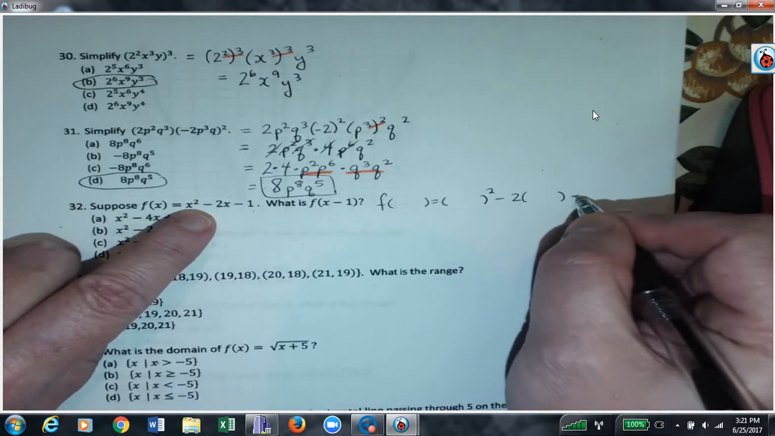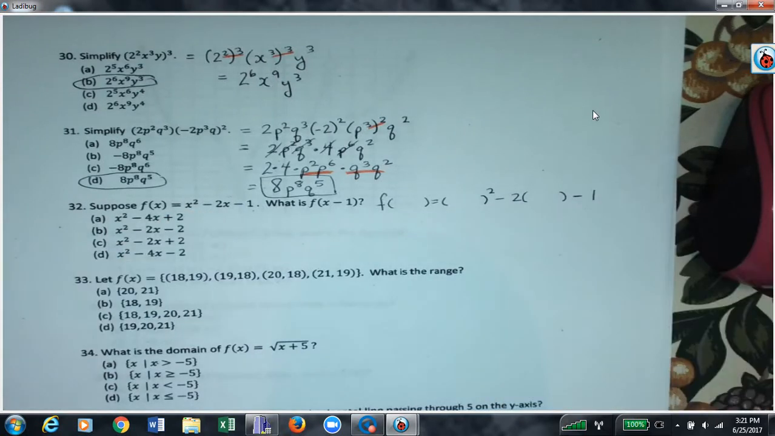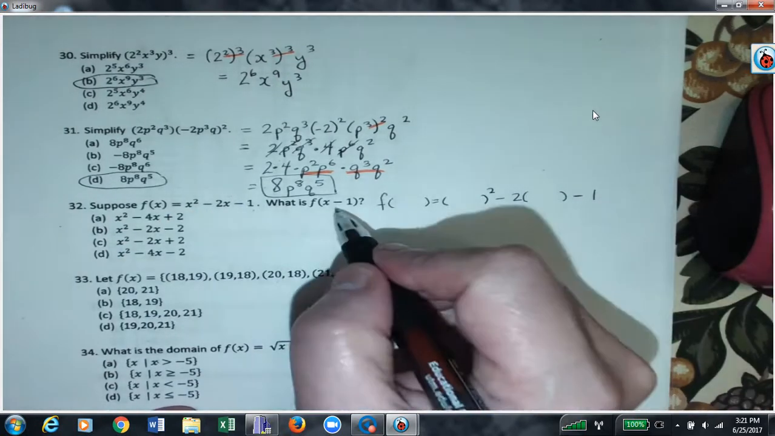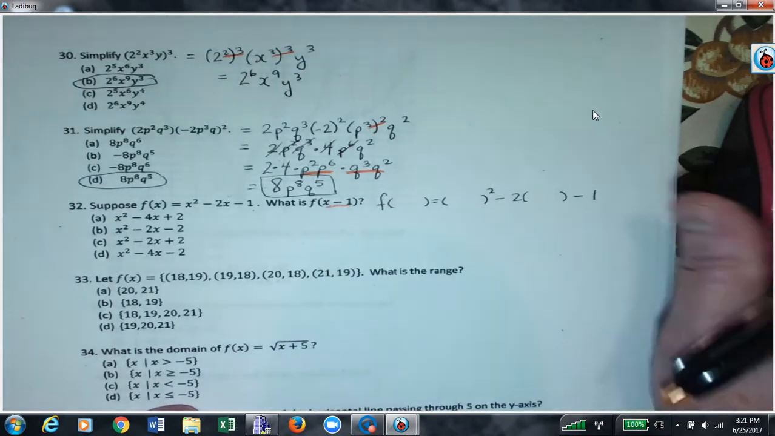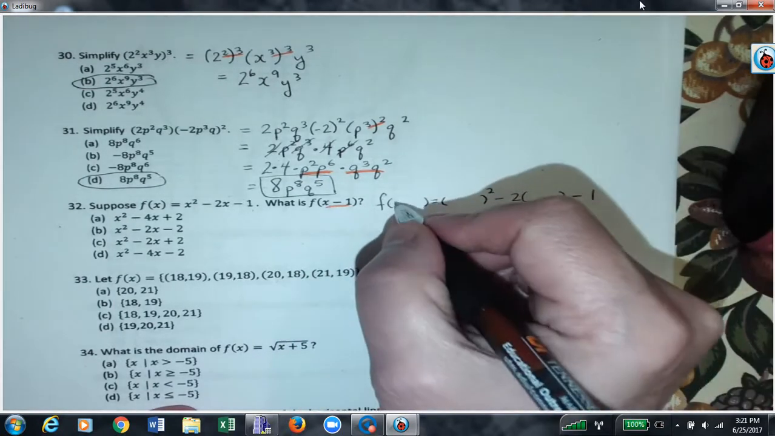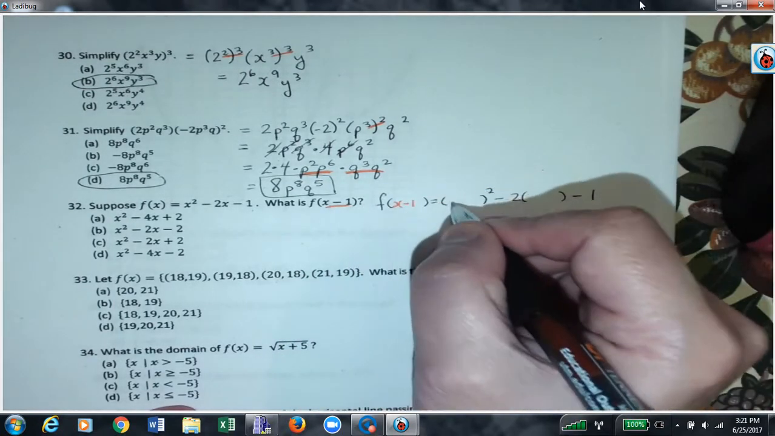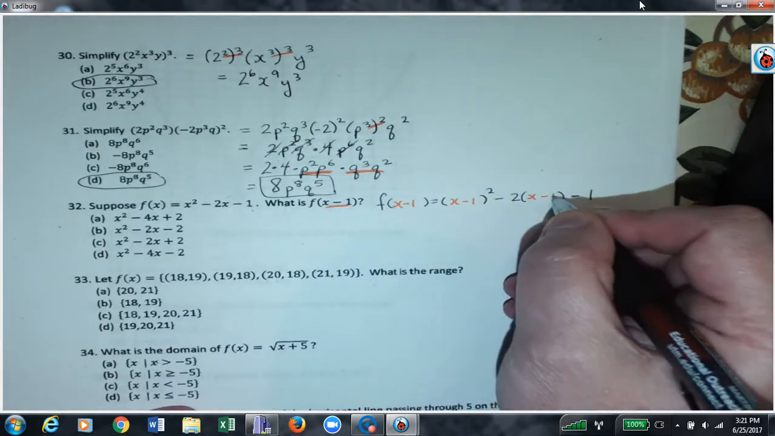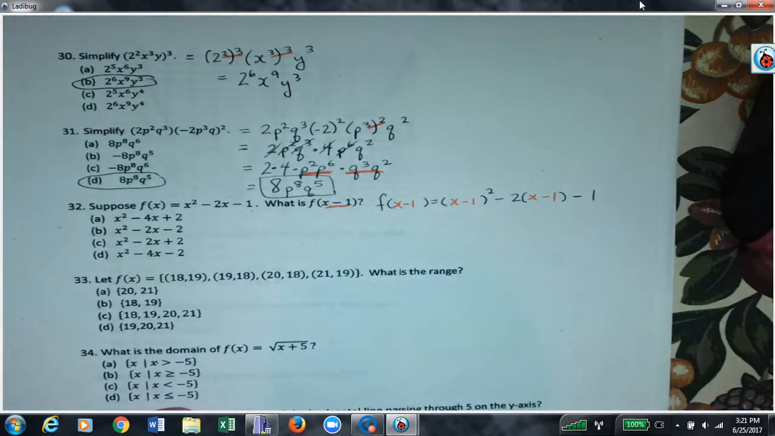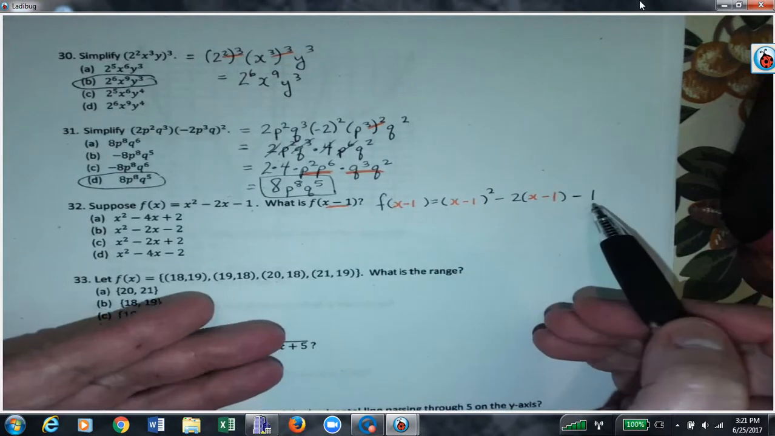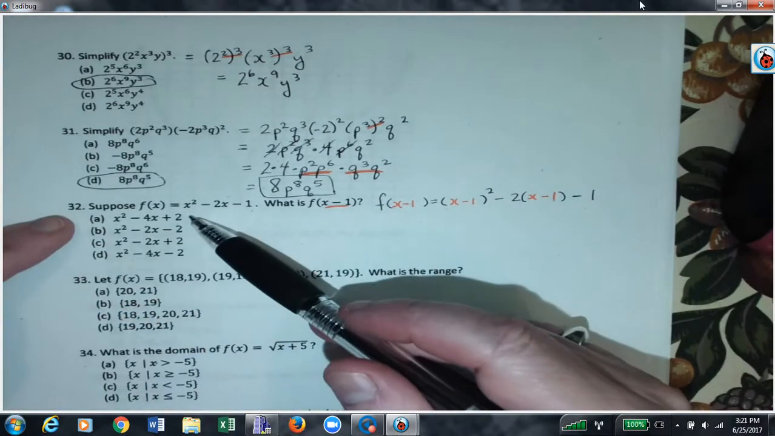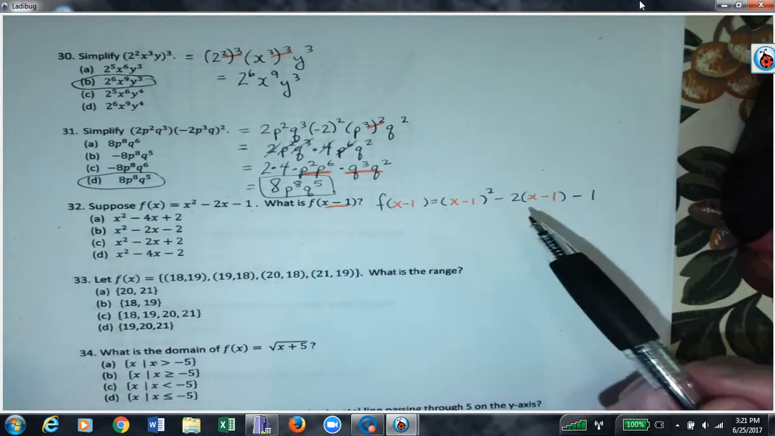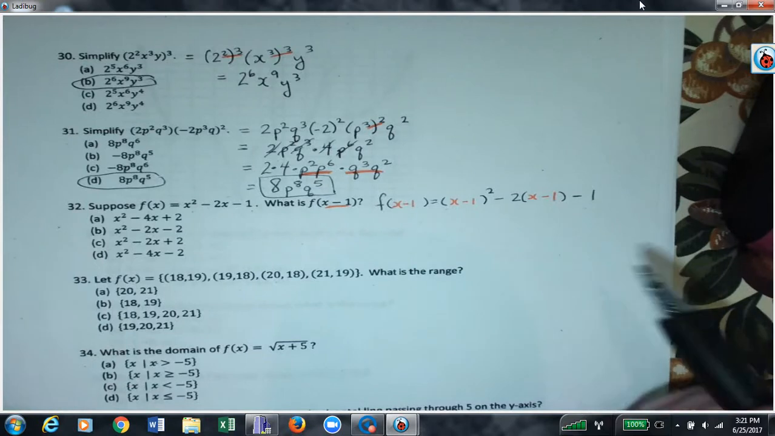Now, this is how it was taught in the videos. And what do I want? I want f evaluated at x minus 1. So I'm going to go back, and inside these parentheses, I'm going to put x minus 1. Now, this is a correct answer, but as we can see here from the selections, I've got to work out what that is without parentheses.